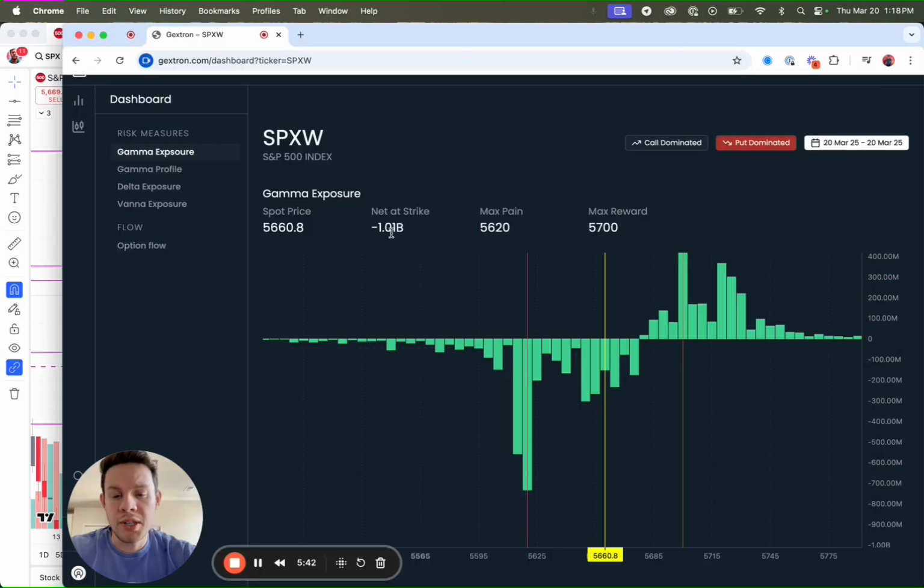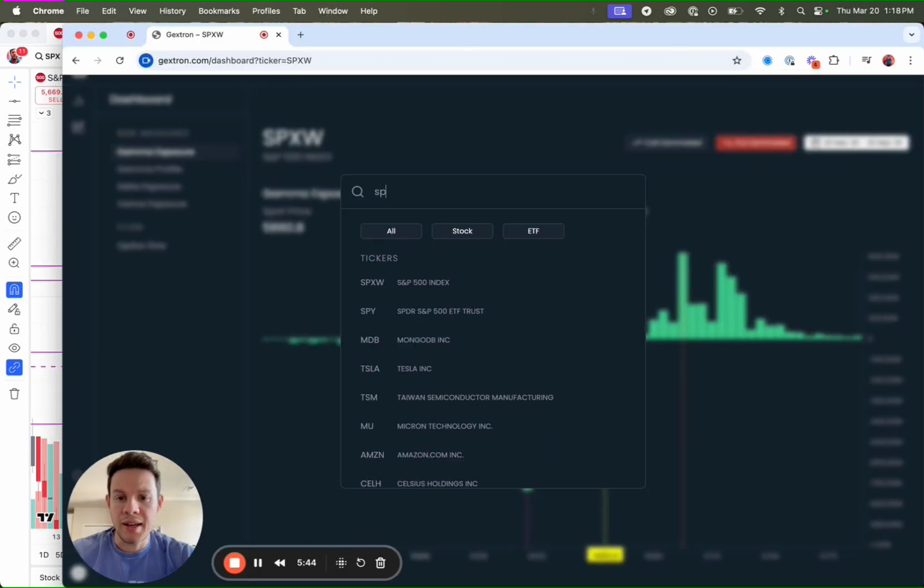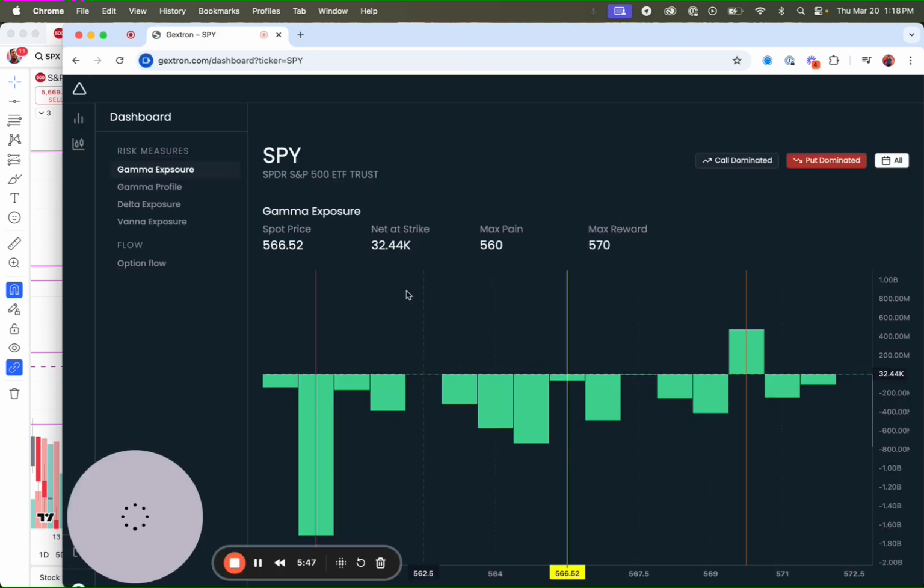There's one ticker I want to show you, which is not the SPX. This is just SPY. Okay, so we're going to go to SPY here, and one thing that you can see is this total net gamma. Gextron tells you how much total gamma exposure there is in the market at the moment. As of right now, in today's market, we are at negative 13, pretty much almost negative 14 billion in total net gamma exposure, which makes us put dominated in the market. Hence why there's so much drawdown, so much blood in the streets as of right now in the market.